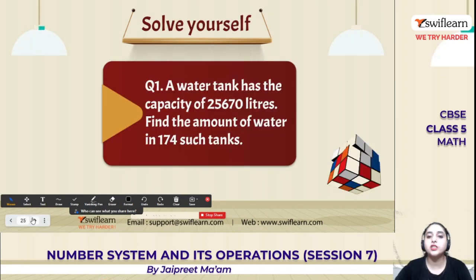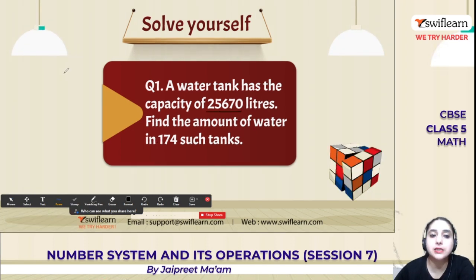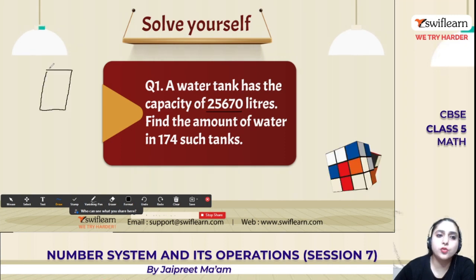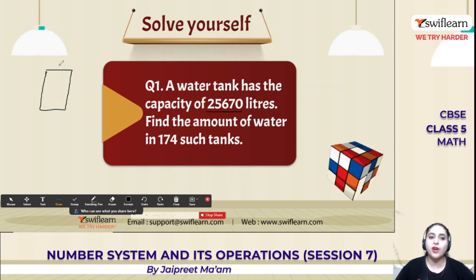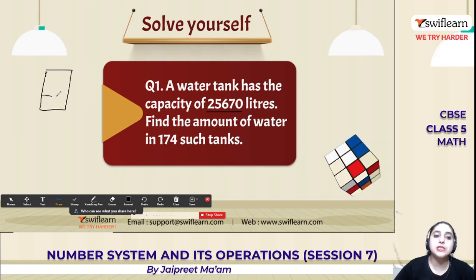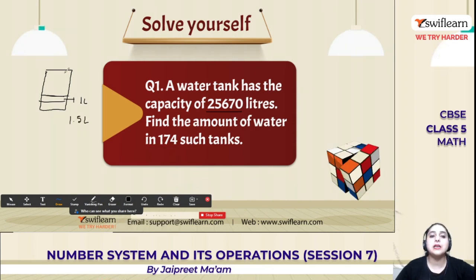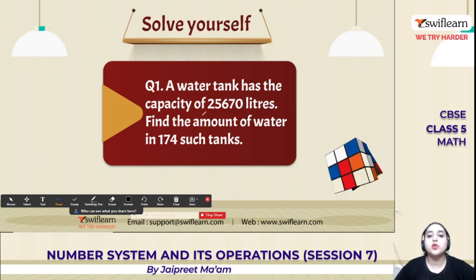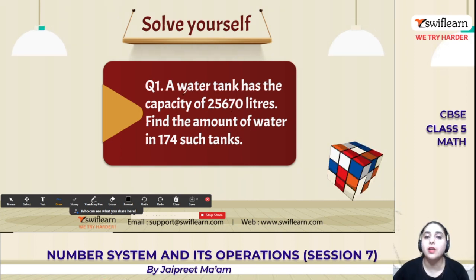A water tank has a capacity of 25,670. What do you mean by capacity? For example, we all drink juice, right? Or any bottle of oil, a bottle of water. It's written on the back, so it is 1 liter or 1.5 liter. It means it has a capacity of 1 liter or 1.5 liter of water. So capacity means how much one can store, like a water tank, like a bottle.